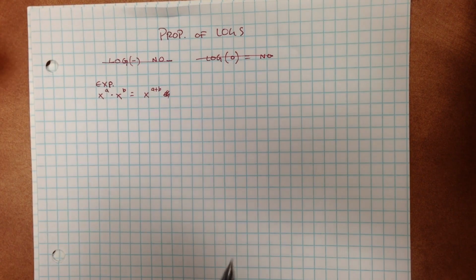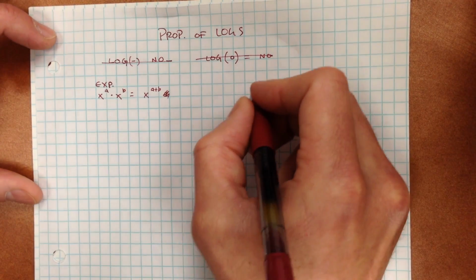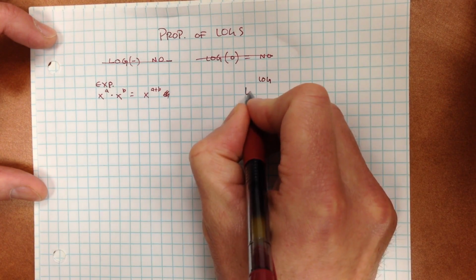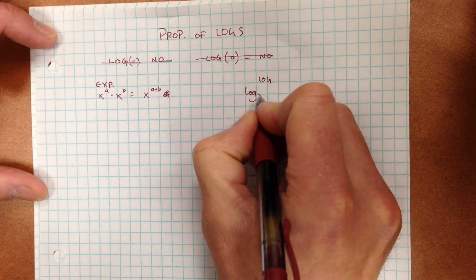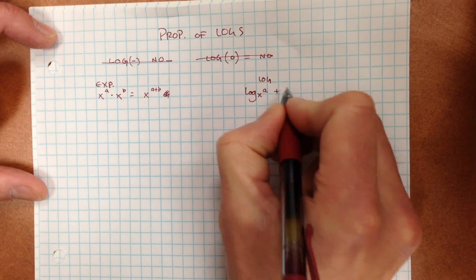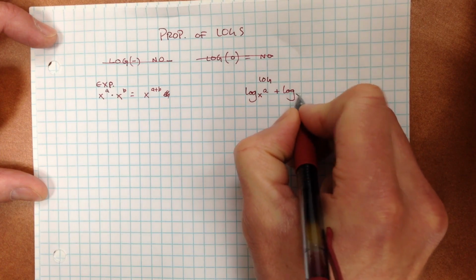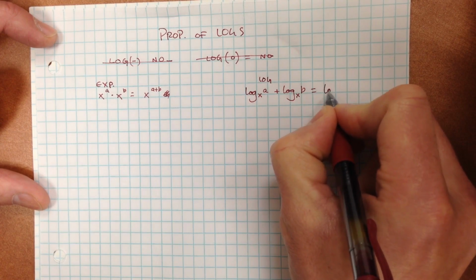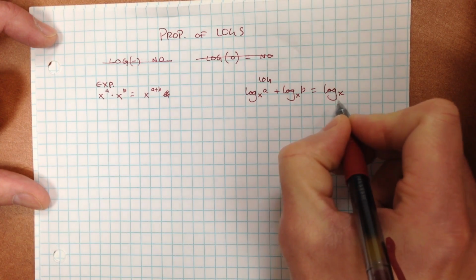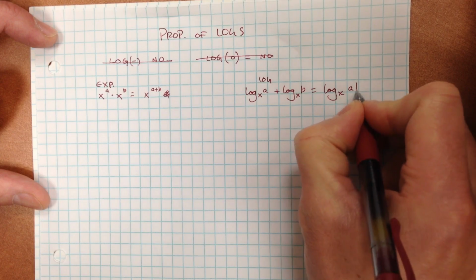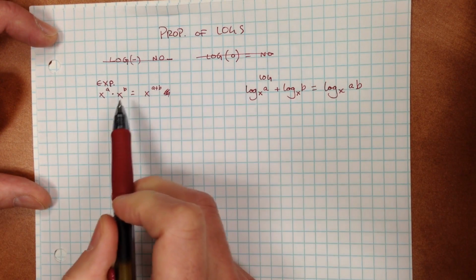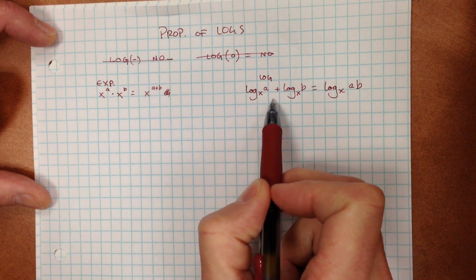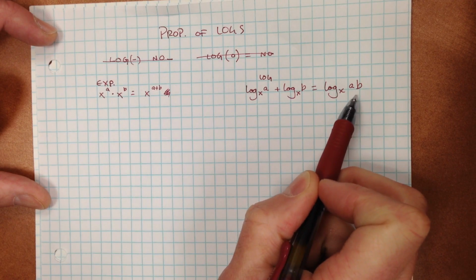So something very similar if we are dealing with logs. Let's say we had log base x of a plus log base x of b. We could combine these and we would get a single log with the same base, log base x of a times b. In logs, if you have addition, it will lead us to multiplication.